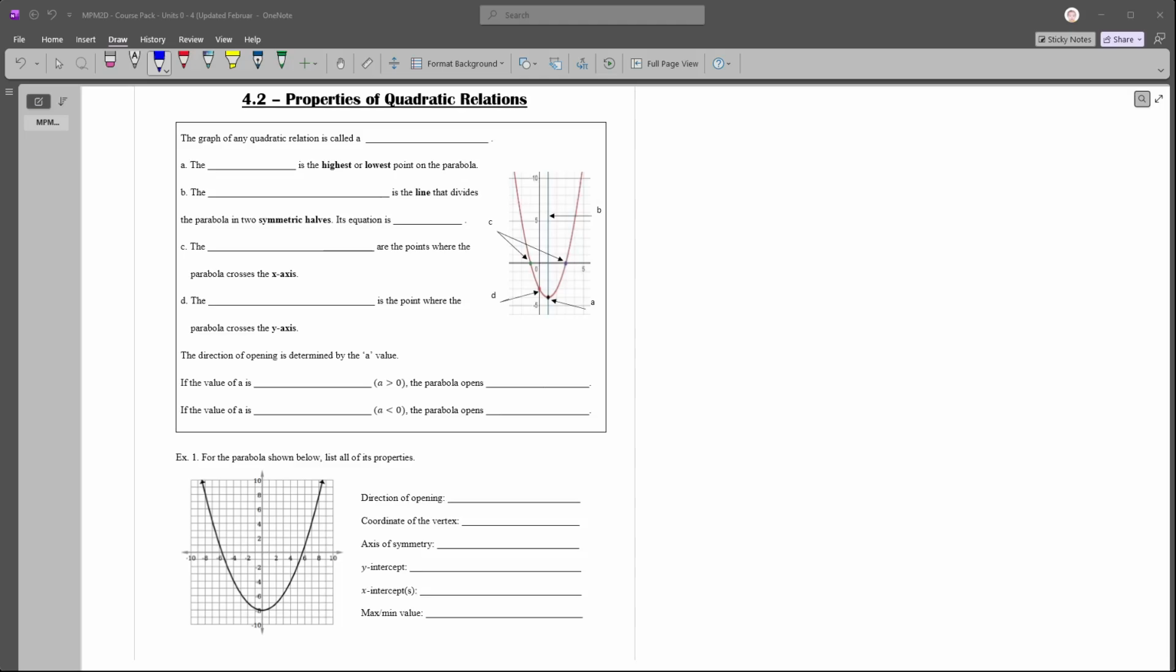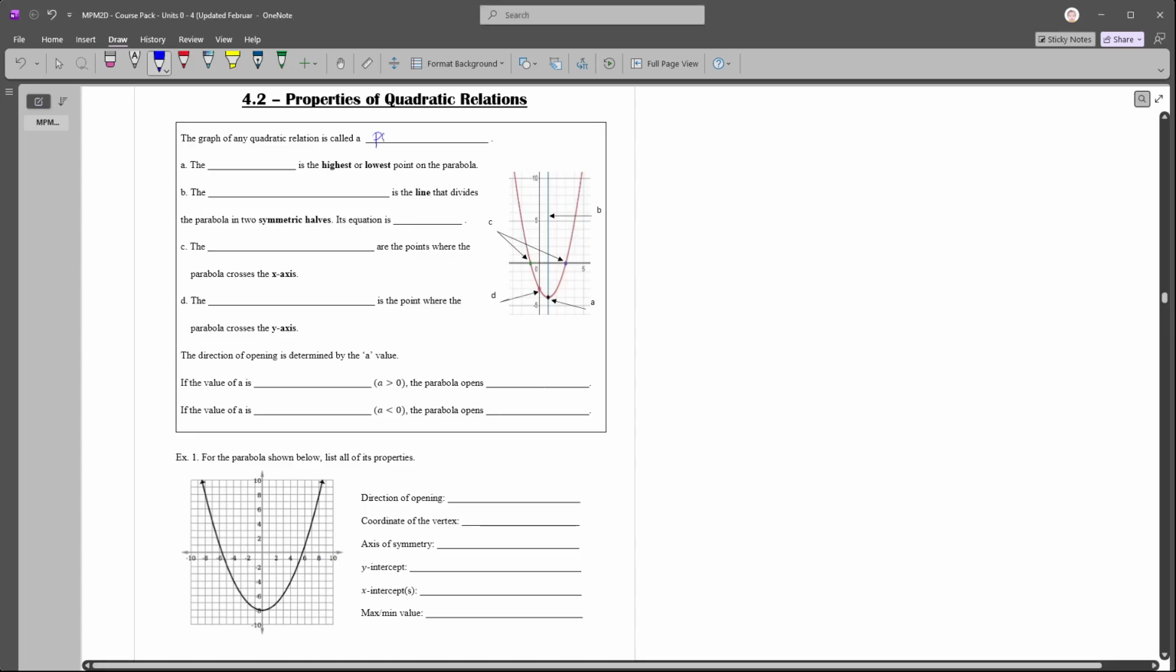All right, 4.2, properties of quadratic relations. So in this topic, we're just basically going to analyze all of the different properties that make up a quadratic relation. So first of all, the graph of any quadratic relation is what we call a parabola. So that curve that you see, that is called a parabola.